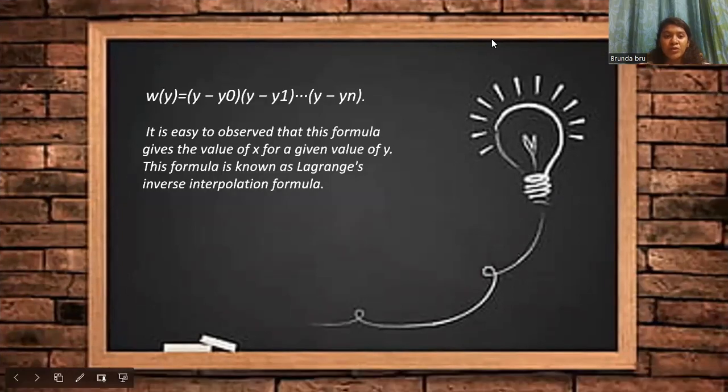W of y is equal to y minus y0 into y minus y1 until y minus yn. It is easy to observe that this formula gives the value of x for a given value of y. This formula is known as Lagrange's inverse interpolation formula.